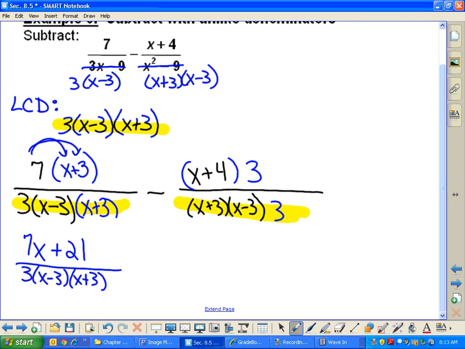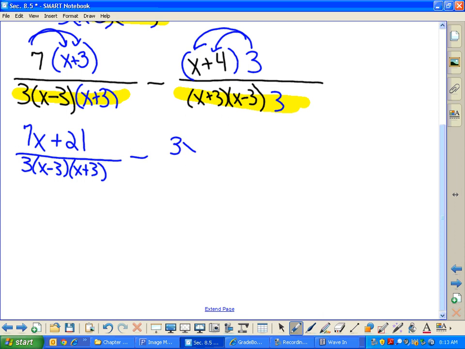Bring down your minus. And then I'm going to distribute my 3 in. So that's going to give me 3x plus 12 over my LCD of 3 times x minus 3 times x plus 3. And now I can subtract. Be careful, when we subtract polynomials, you got to watch your sign.